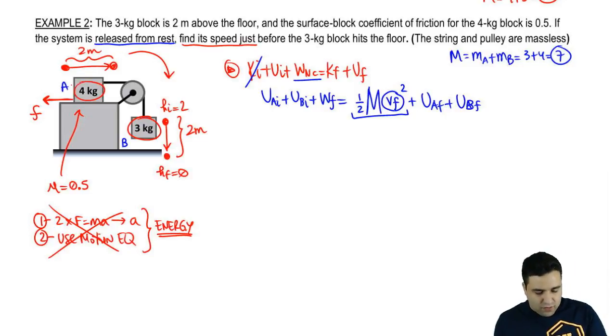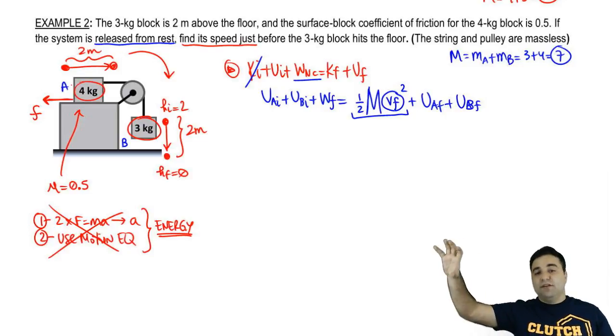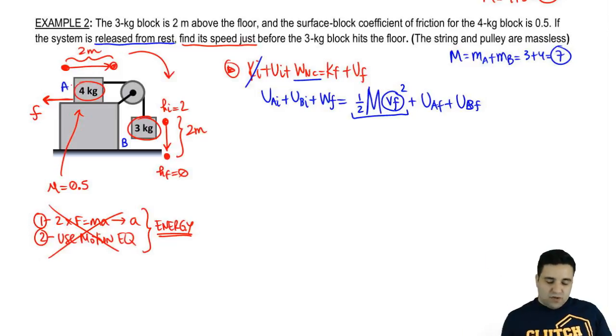So the 4 kilogram certainly has a height above the floor, but it has no height relative to the table, and even more importantly, its height doesn't change.